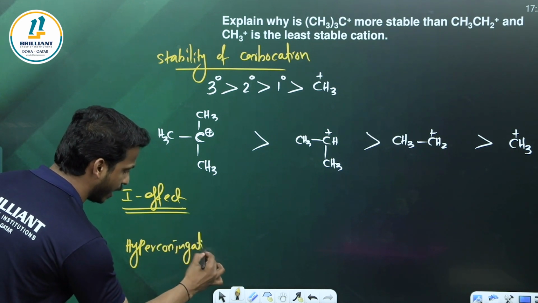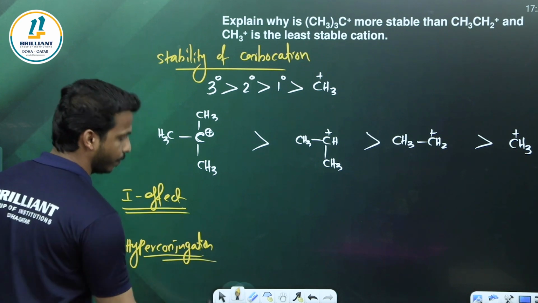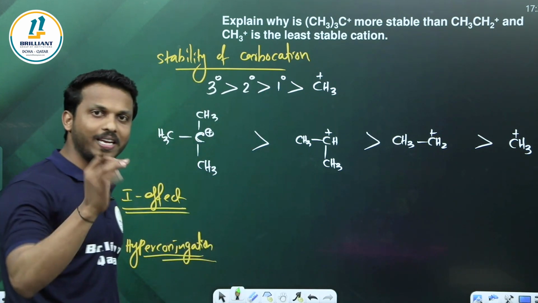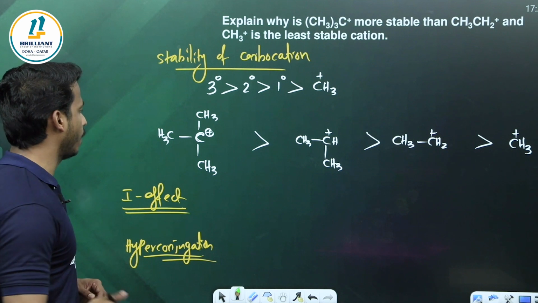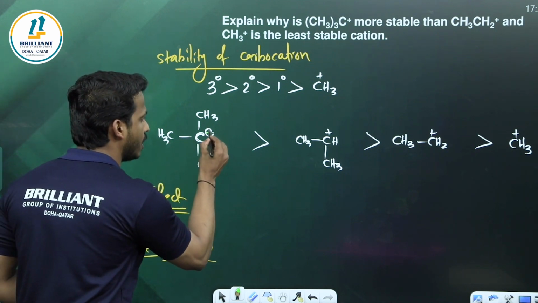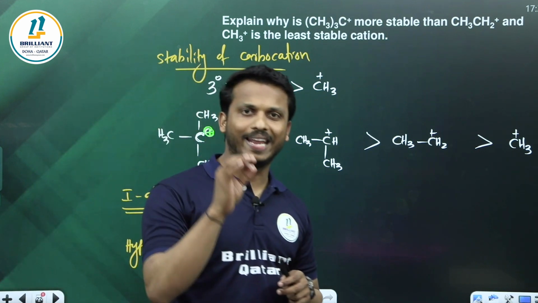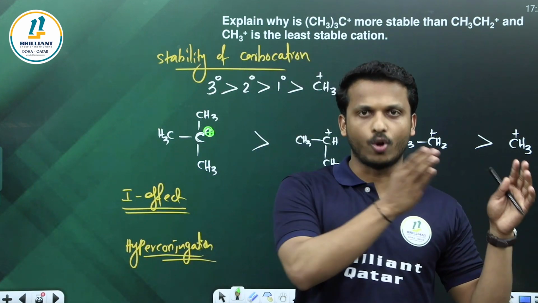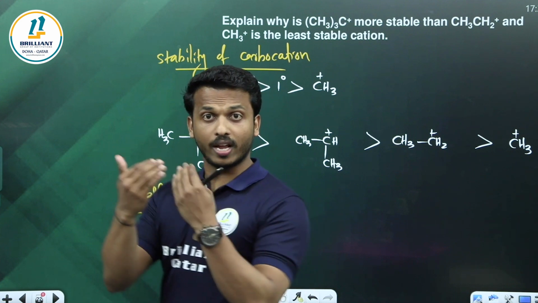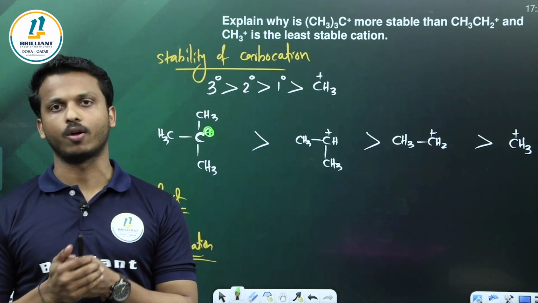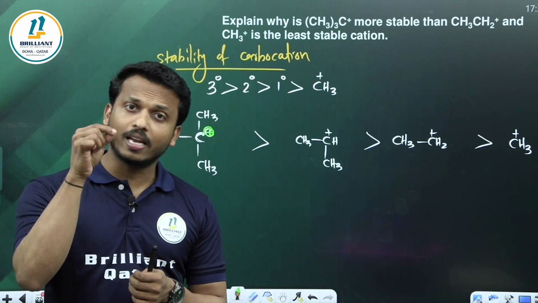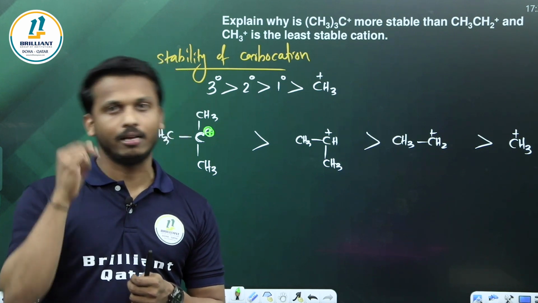Hyperconjugation, you will be able to explain this point. Let me explain with the inductive effect. Dear all, in this carbocation, you see carbon having a positive charge. You know, carbon is a non-metal, and non-metals are electronegative elements. They are ready to take electrons, normally. So electronegative elements prefer negative charge.